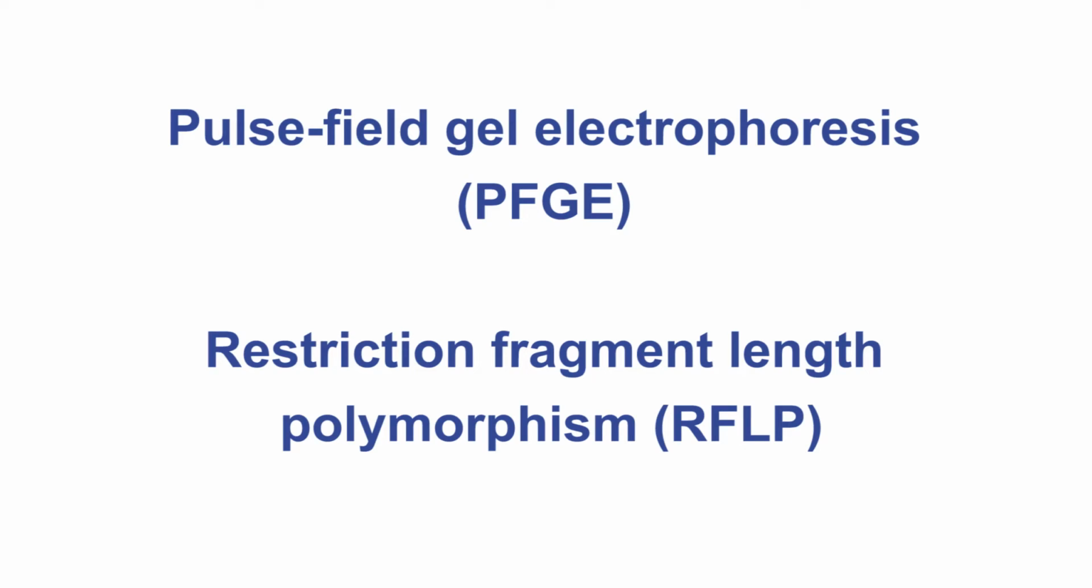However, currently it still takes at least a few weeks to carry out the sequencing and then genome assembly. In the very near future, it will likely be a much faster process. However, currently, laboratories have to rely on other technologies, such as pulsed field gel electrophoresis, or PFGE, or restriction fragment length polymorphism, RFLP, to compare multiple isolates.